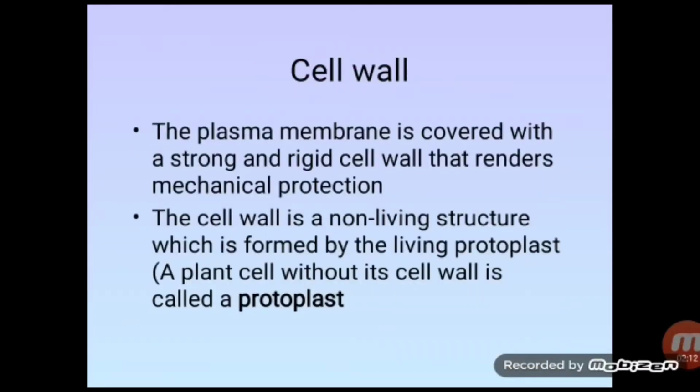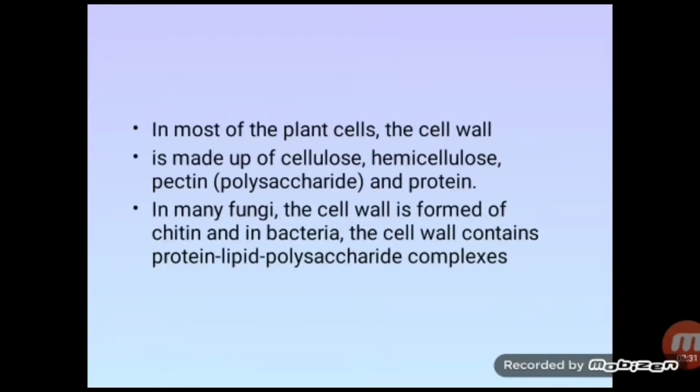And there are different types of sugars, salts, amino acids, proteins and fatty acids present in cytoplasm. So here is another thing, the cell wall, which is present only in plant cells. The plasma membrane is covered with a strong rigid cell wall that renders mechanical protection. The cell wall is a non-living structure which is formed by living protoplasm, and in most plant cells the cell wall is made up of cellulose, hemicellulose, pectin, which is polysaccharide, and protein. In many fungi the cell wall is formed of chitin, and in bacteria the cell wall contains a protein lipid polysaccharide complex.